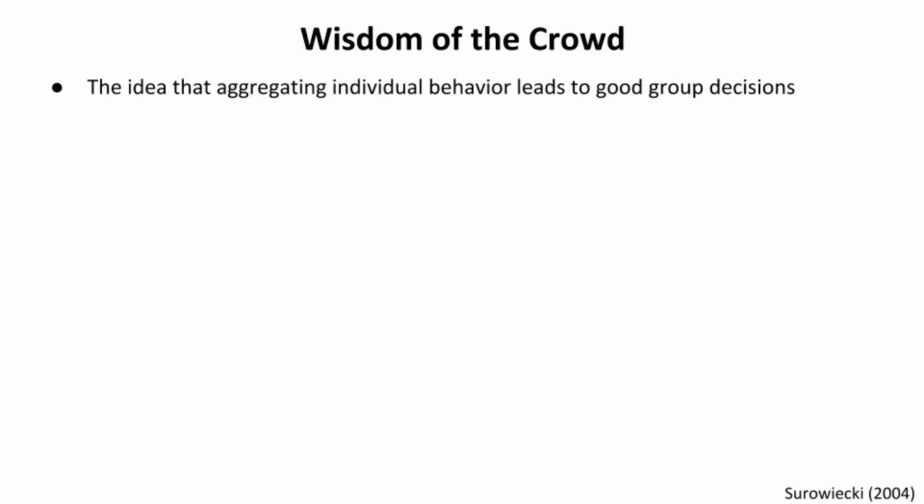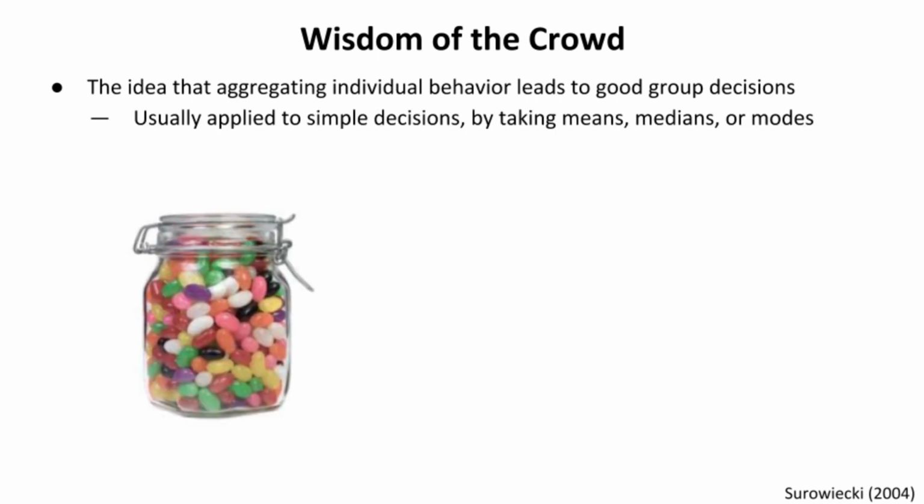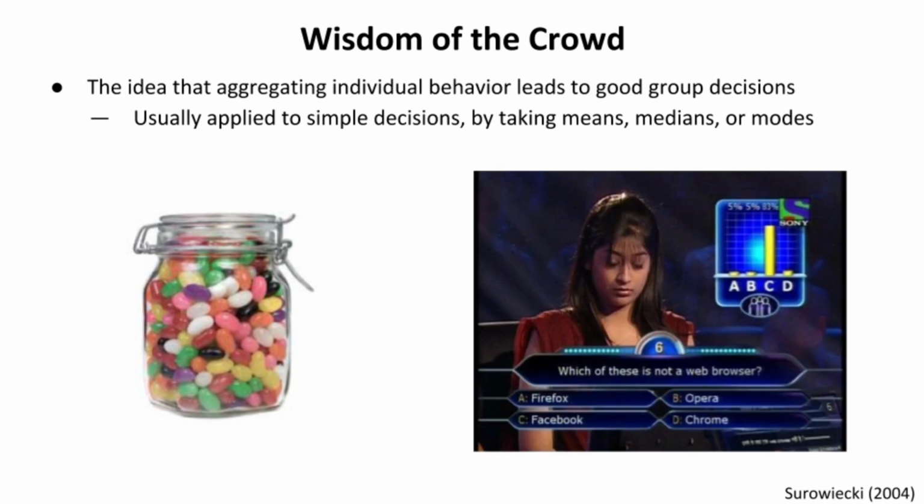The wisdom of the crowd is the idea that aggregating the behavior or decisions of individuals can lead to an aggregate or crowd decision that is in some way well performed. This is usually applied to simple decisions and by taking simple statistical measures like means and medians and modes, such as aggregating the estimates that a number of people make about the number of jelly beans in a jar by taking the mean or the median, or by finding the majority or the mode of the decisions of a set of people on a multiple choice question.